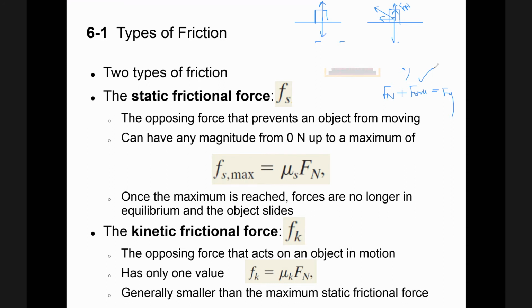Equate them. Say the force up, because it's on the surface, should equal the forces down, and you can solve.